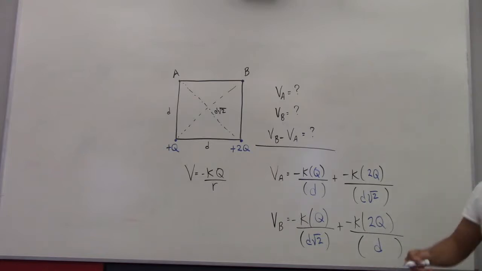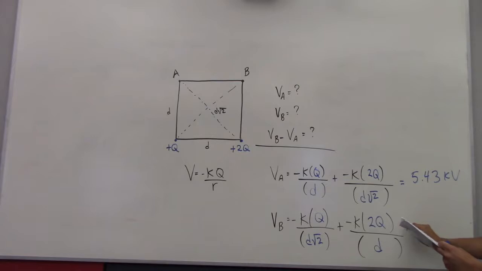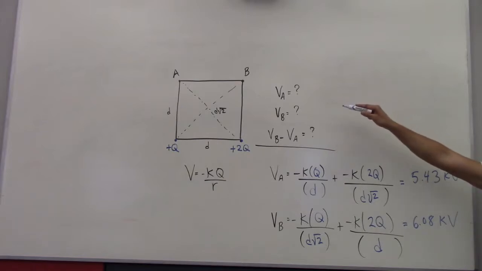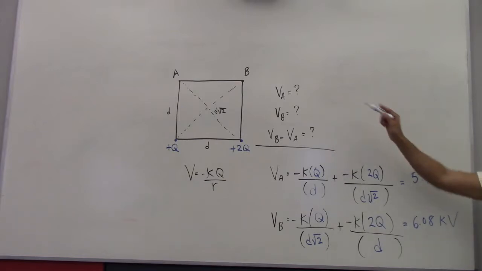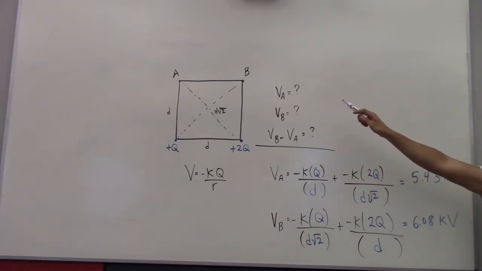So we have, yes. What this ends up being is 5.43 kilovolts, and this one's going to be 6.08 kilovolts. The voltage at B is going to be larger. Let's understand why. Well, the 2Q is closer to B. Two charges are closer to B, whereas those same two charges are farther from A. That's the logic, so that's why the voltage at B is going to be larger.